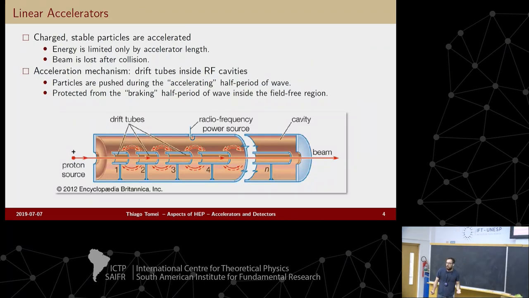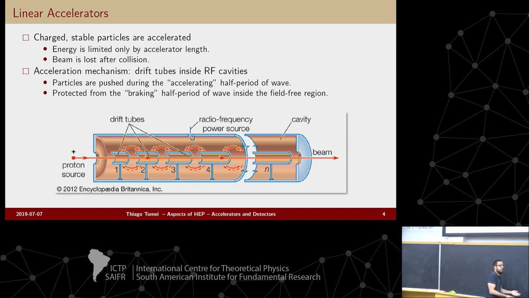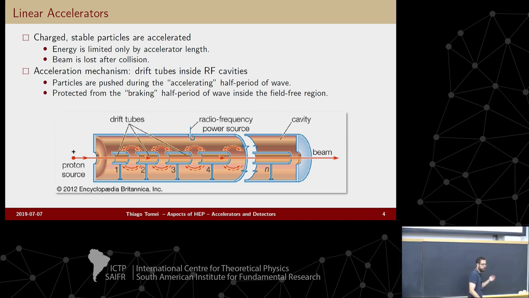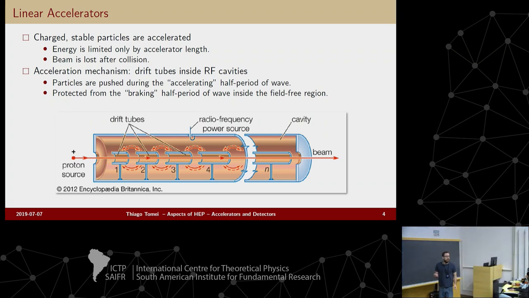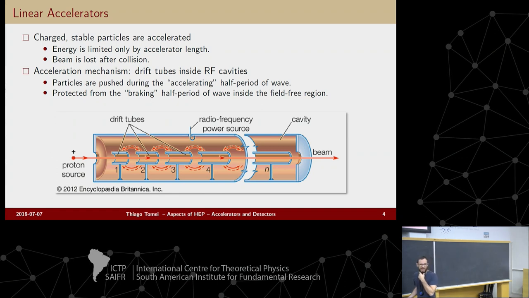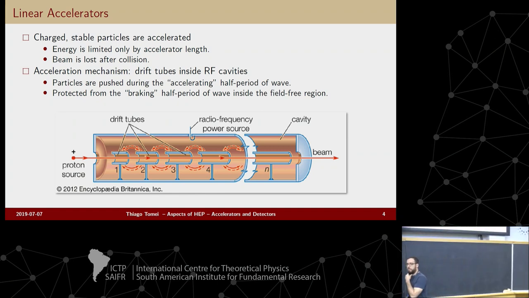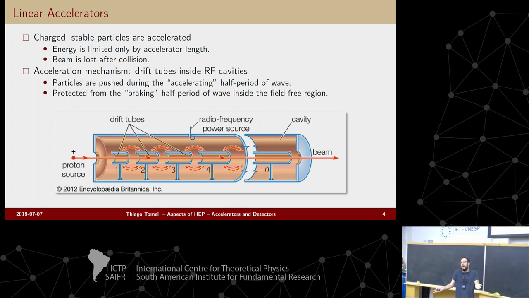How do you accelerate? Well, charged particles, you have to accelerate them with electric fields. You don't have much of a choice there. And there is a caveat. You can only accelerate a particle that is stable enough to survive the acceleration process. Does it mean that it has to be absolutely stable? Not necessarily, but it has to fly long enough to actually get where you need it. You can accelerate muons, but it's complicated. You definitely can accelerate protons and electrons.